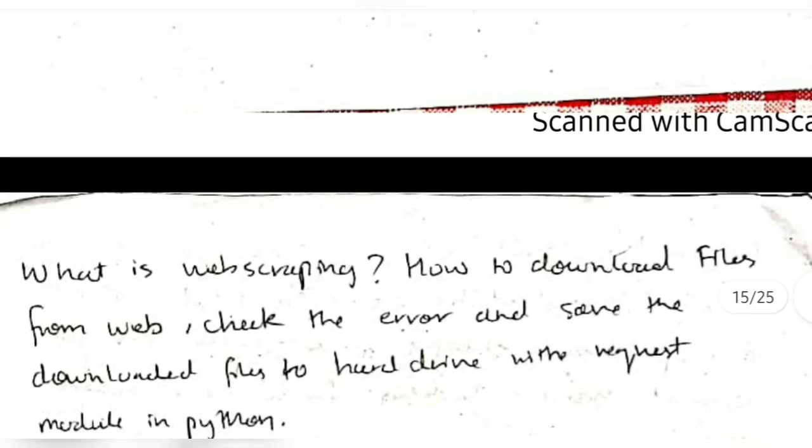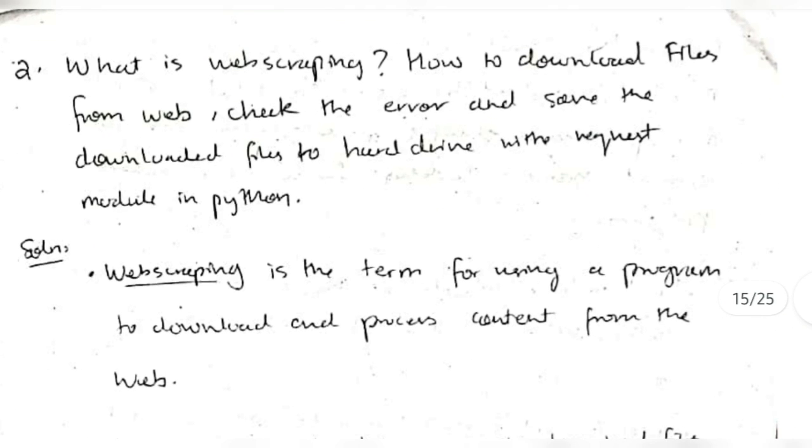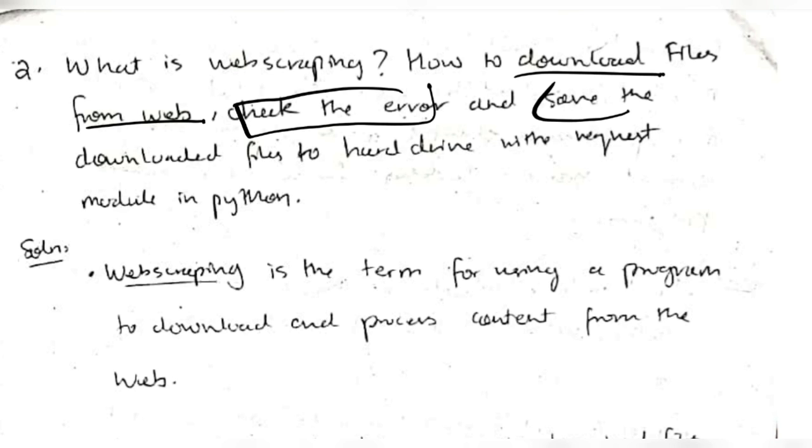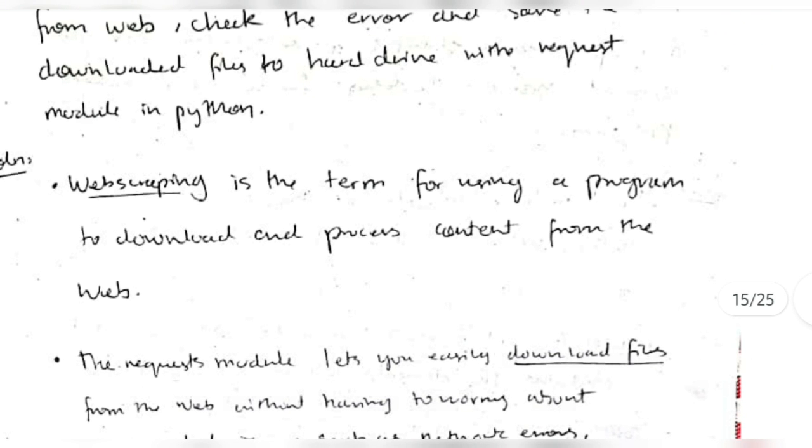Okay, the second question is, what is web scraping? How to download files from the web, check the errors, and save the downloaded file to the hard drive. Okay, three things are here. First is how to download the files from the web, second is check the errors, third is save the downloaded files to the hard drive. Okay, so what is web scraping? That is a term used for using a program to download and process the content from the web.